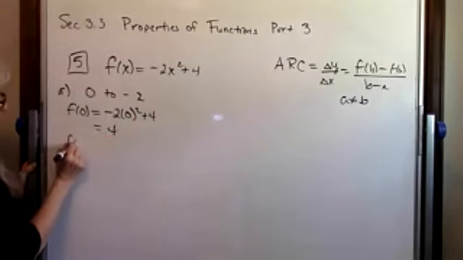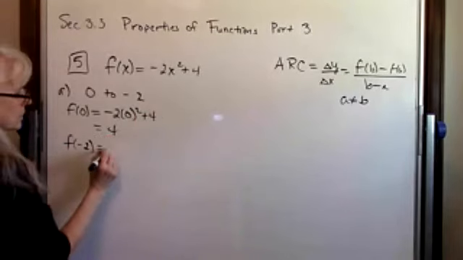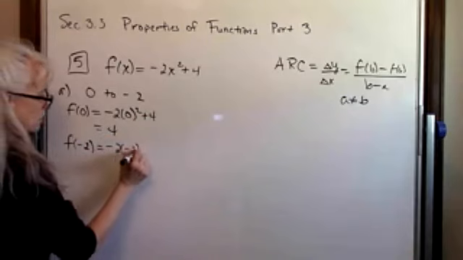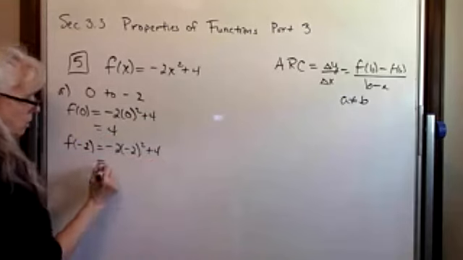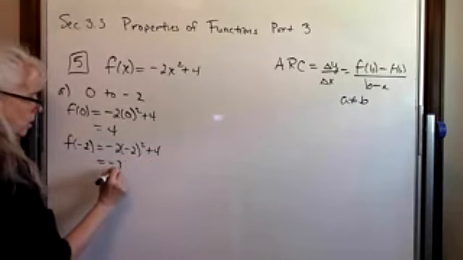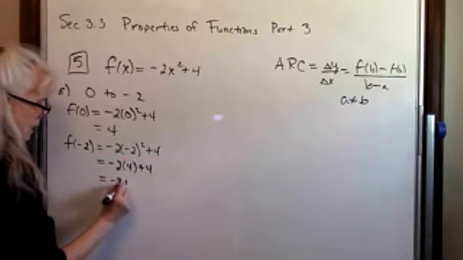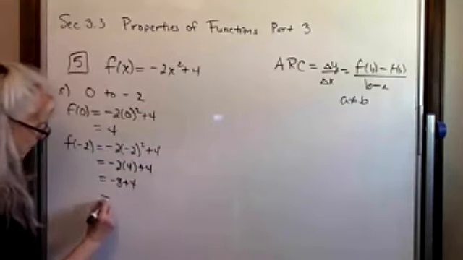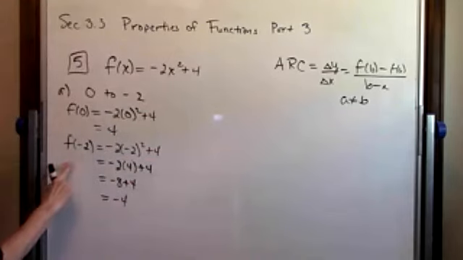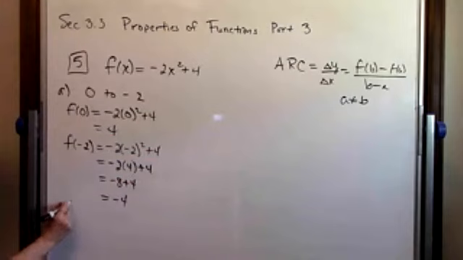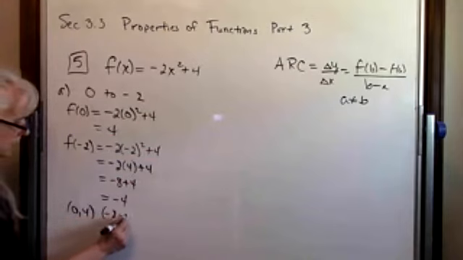And then we're going to plug in f of -2. So that would be -2 times a -2 squared plus 4. And again, watch your order of operations. Negative 2 squared is 4. So negative 2 times 4 and then plus 4. That's a negative 8 plus 4, which gives me negative 4. So f of negative 2 is negative 4. So we now have 2 points. One of the points is 0, 4. The other point is negative 2, negative 4.